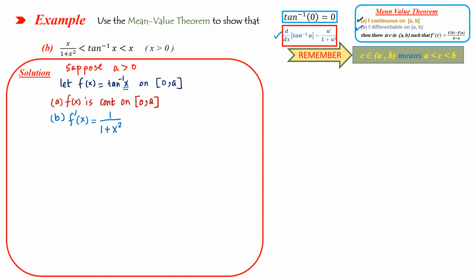There are no zeros of the denominator. This function f prime has domain from negative infinity to infinity. So on the interval from 0 to a, f prime is defined, which means that f is differentiable on the open interval from 0 to a. So the two conditions of the mean value theorem are satisfied for this function on the given interval.